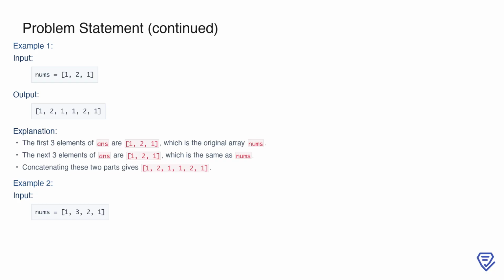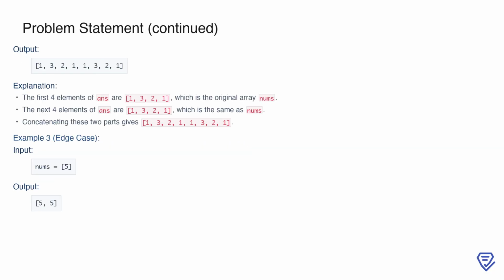Now, for another example, if nums is [1, 3, 2, 1], the output would be [1, 3, 2, 1, 1, 3, 2, 1]. In this case, the first four elements of ans are exactly the same as the input array nums, which is [1, 3, 2, 1]. The next four elements are also [1, 3, 2, 1], since we are concatenating nums with itself. When you combine these two parts, the result is [1, 3, 2, 1, 1, 3, 2, 1].